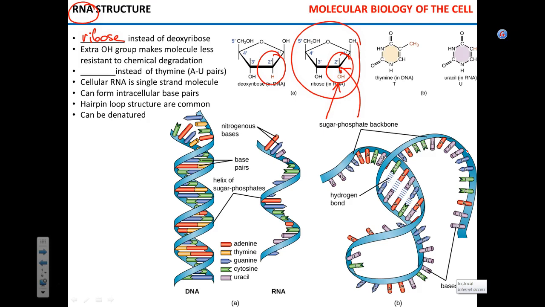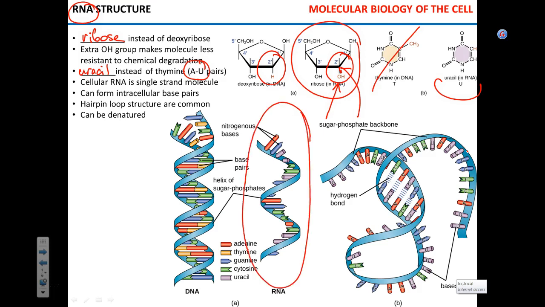Another difference is that there's a uracil nitrogenous base instead of thymine. So RNA forms AU pairs instead of AT pairs. So far, you follow? So major differences. Ribose instead of deoxyribose, uracil instead of thymine. Another difference is in the structure. The vast majority of RNA molecules in the cell, the overwhelming majority, are single strand. RNA forms only one strand. That makes sense so far?